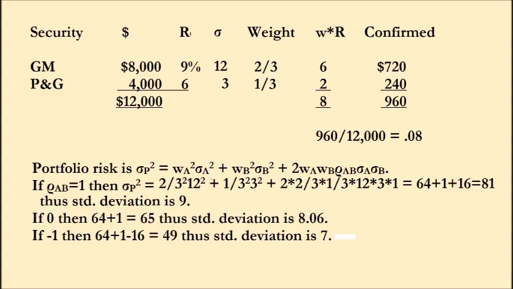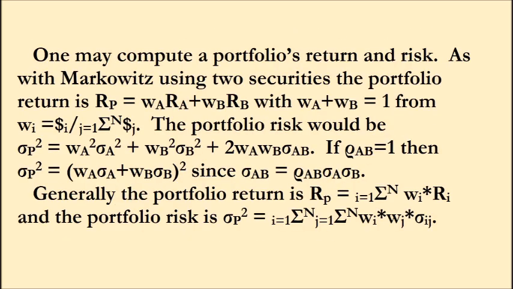But we could flip the weights. How? Selling $4,000 in GM and then buying $4,000 of P&G. In that case, our results would have been, well, 6, square root of 20, which is about 4.7 or so, and square root of 4 is 2. But we're not going to have just 2 securities.